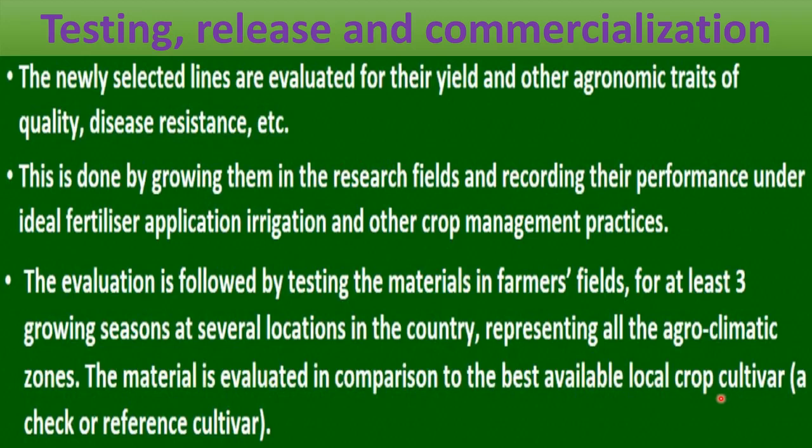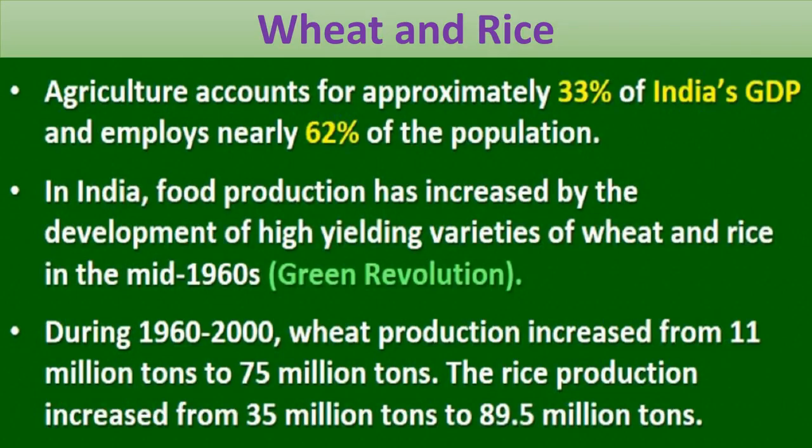And only after that it is commercialized, meaning after the comparison, after all this testing and evaluation, it is released for commercialization. Now we will discuss how new varieties of wheat and rice produced due to plant breeding have increased food production in India. Okay, so let's discuss.